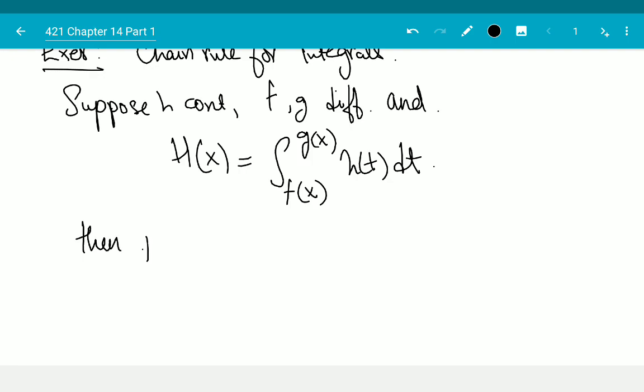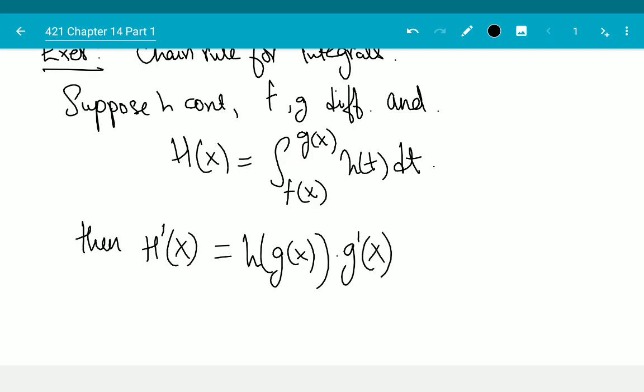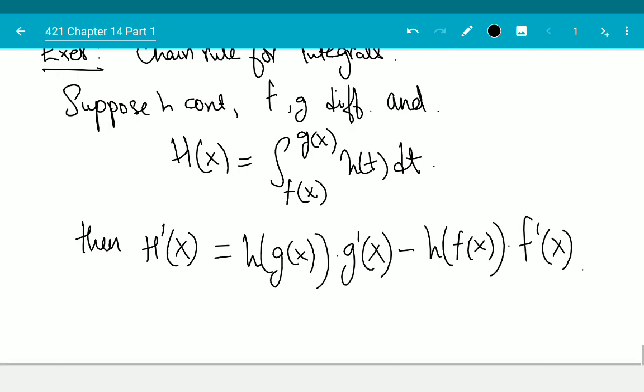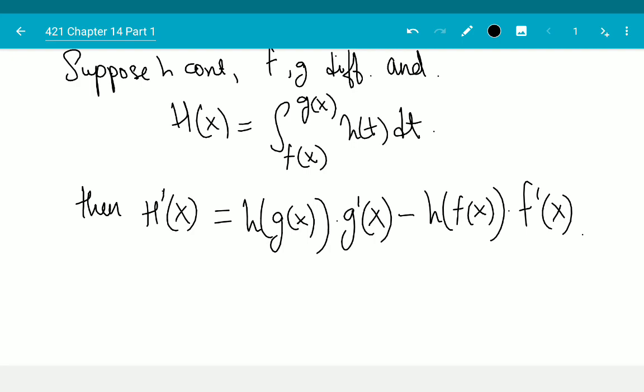Well, then capital H prime of x is actually h of g of x times g prime of x minus h of f of x times f prime of x. Okay, you want to show this? I am not going to do the full proof. I'm going to give this as homework, but I'll give you a hint.